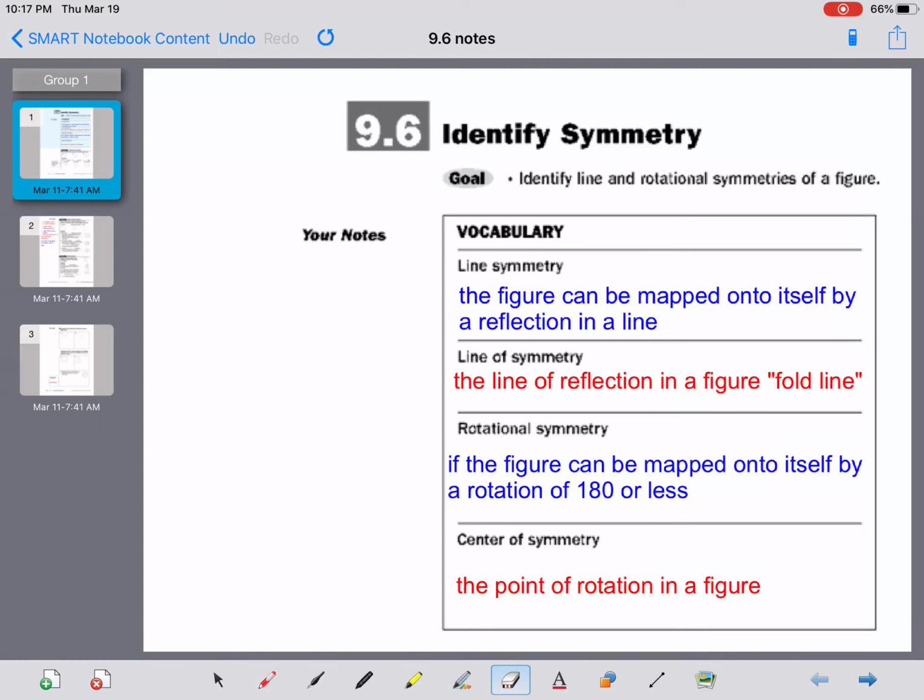Welcome back, and let's try 9.6, Identify Symmetry today. We have two types of symmetry we're going to look at with our figures. The first one is line symmetry. Line symmetry is when a figure can be mapped onto itself by a reflection in a line. Sometimes I like to think of this as when you can fold an image onto itself. So this is where we're going to fold an image onto itself.